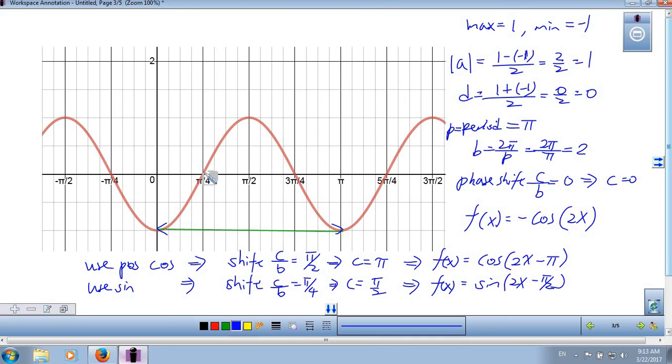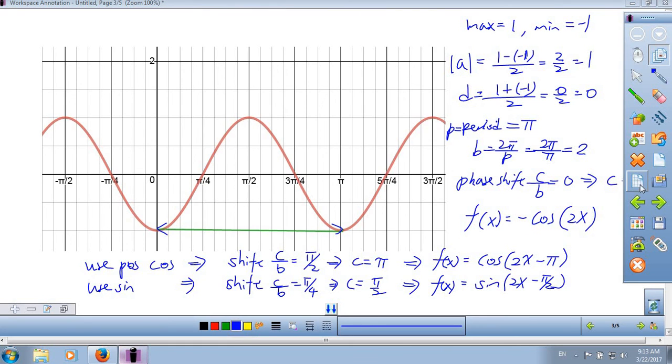Now, why do I use a positive sign? Because if I go from pi over 4, it goes up and then comes down, so that's a positive sine. Okay, so there are several ways to do that. Now, let's try one more.